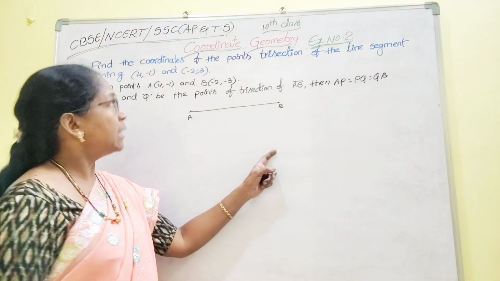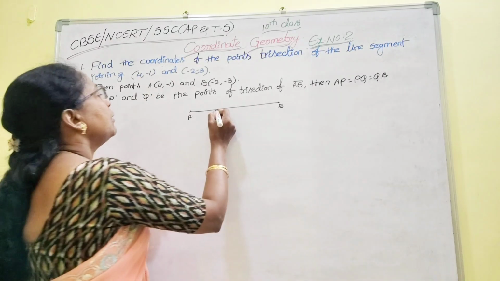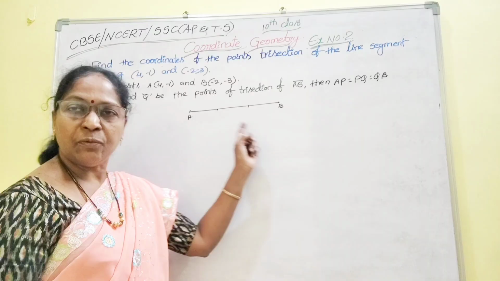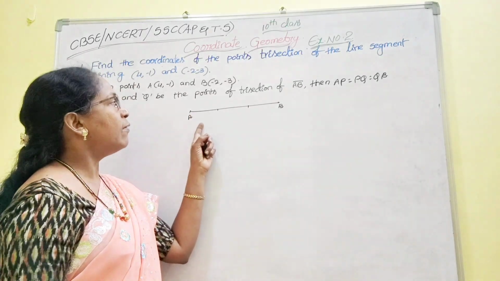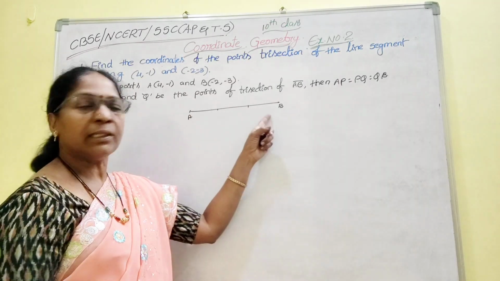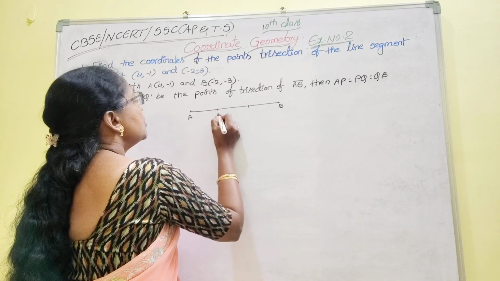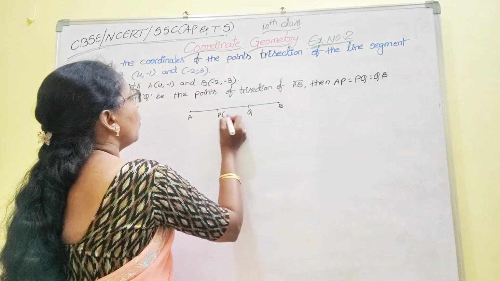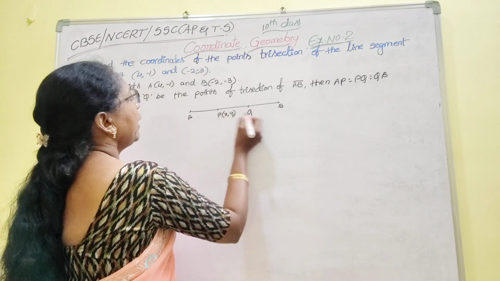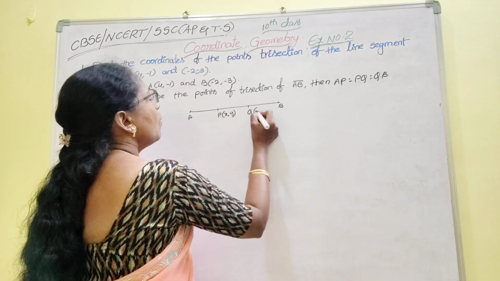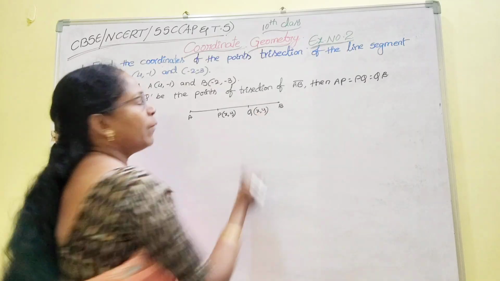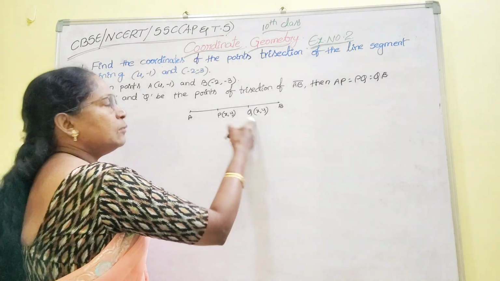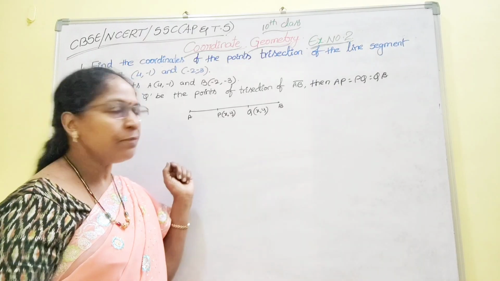AB is the line segment. Here it divides into 3 equal parts. So suppose if you keep 2 marks here, then this is divided into 3 equal parts: first one, second one, third one. Here these 2 points are assumed as P and Q. That means P coordinates are (x, y) and Q coordinates are also (x, y). So here we have to find out these 2 point coordinates.